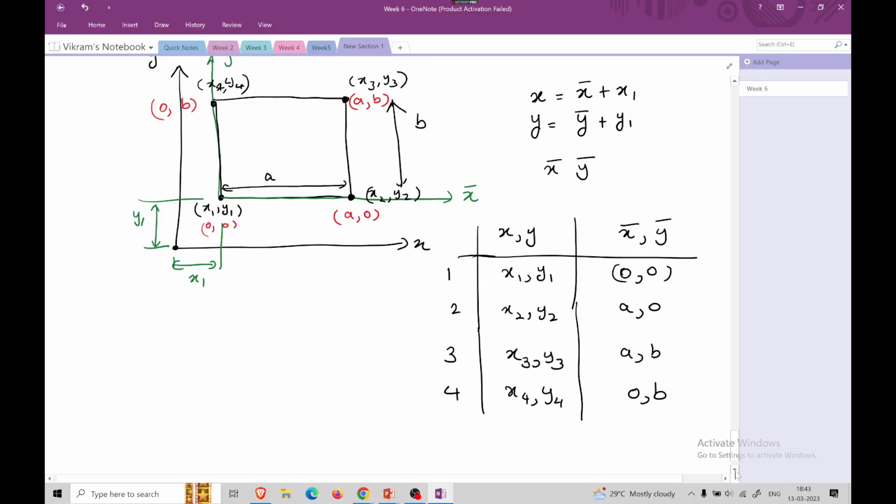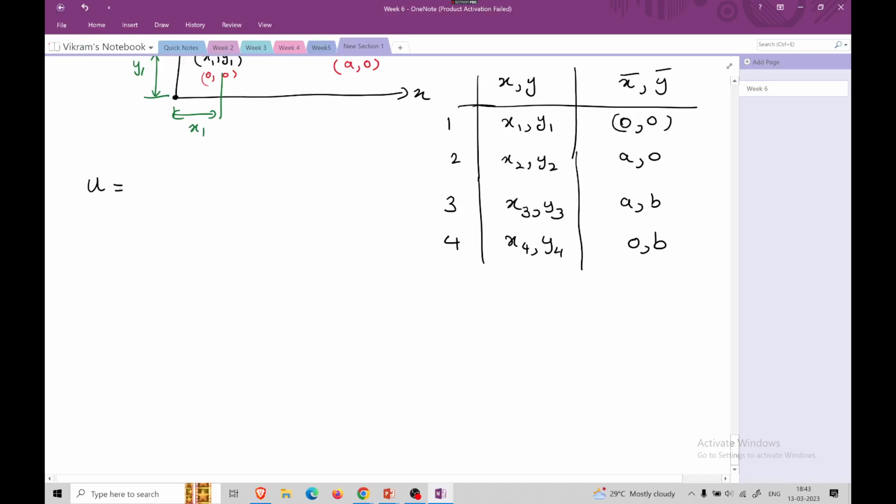So in the x bar y bar system I can represent my primary variable u, let us say, as c1 plus c2 x bar plus c3 y bar plus c4 x bar y bar. So this is what I can call the bilinear representation.